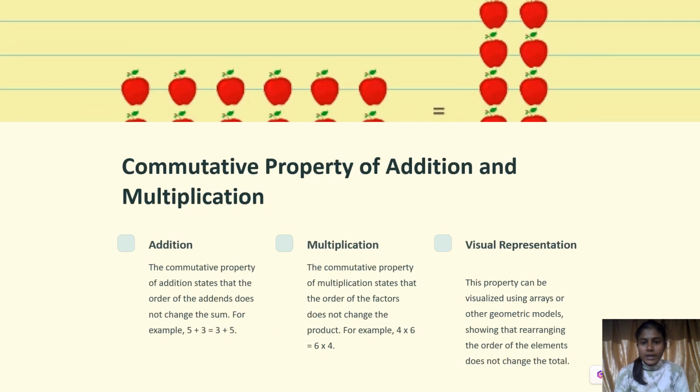Commutative property of addition and multiplication. Addition. The commutative property of addition states that the order of the addends does not change the sum. For example, 5 plus 3 is equal to 3 plus 5. Multiplication. The commutative property of multiplication states that the order of the factors does not change the product. For example, 4 into 6 is equal to 6 into 4. Visual representation. This property can be visualized using arrays or other geometric models, showing that rearranging the order of the elements does not change the total.